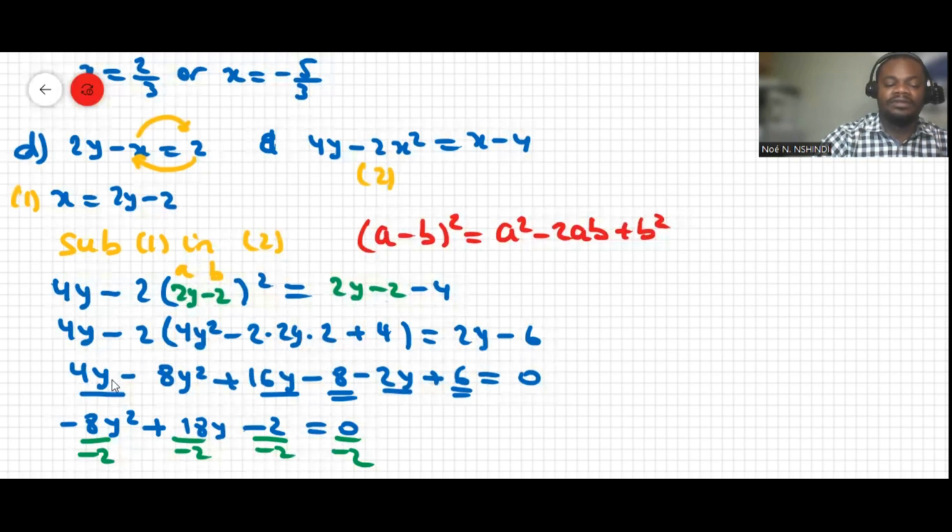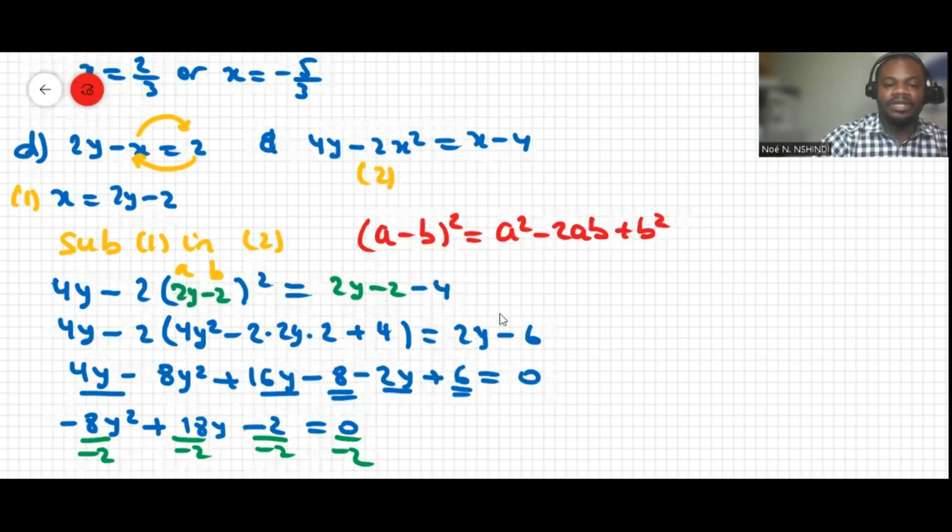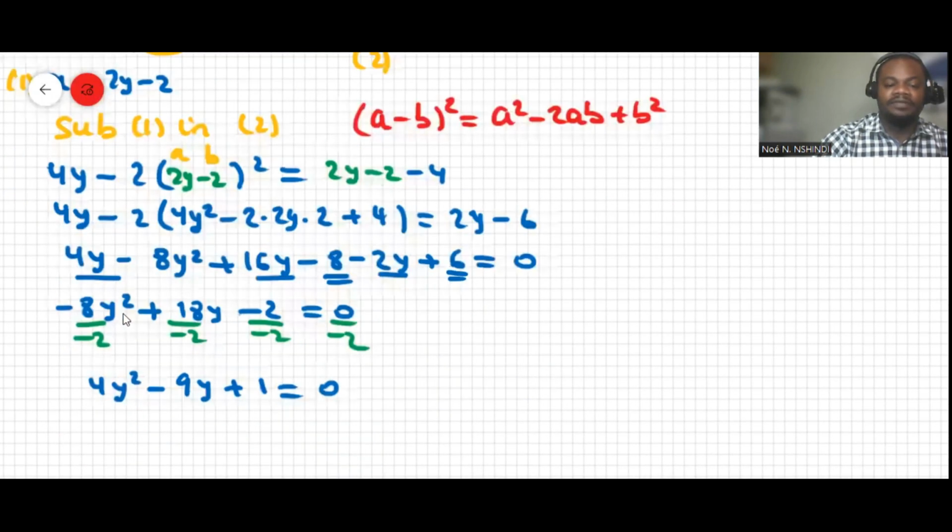And then that makes 4y minus 8y squared. And then this makes negative 8, which makes positive 16y. And then negative 2 times that makes negative 8. And then if we move this over, negative 2y plus 6 is equal to 0. Then when we simplify, negative 8y squared, this, that, and that makes positive 18y. And then negative 8 plus 6 makes negative 2. If we divide each by negative 2, we get that.